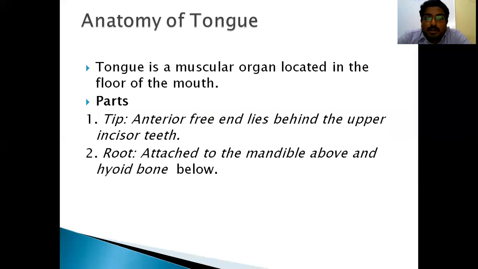See, anatomy of the tongue. The tongue is a muscular organ located in the floor of the mouth. There are three parts: tip, root and body. First, the tip. The tip is anterior and free, and lies behind the upper incisor teeth. The root is attached to the mandible above and the hyoid bone below.